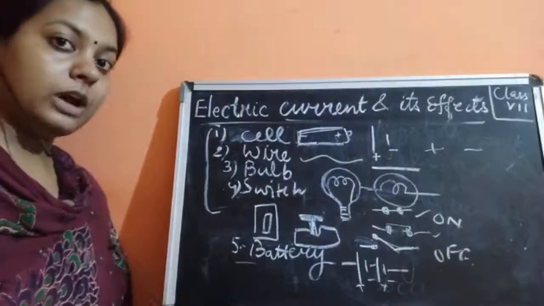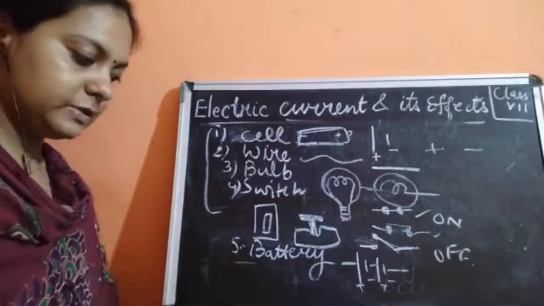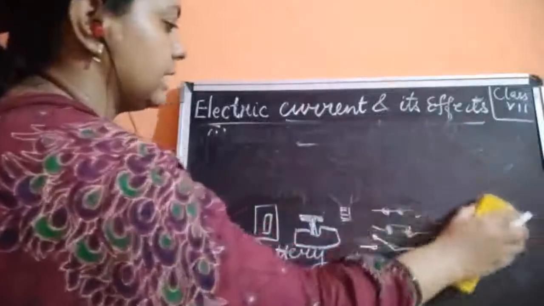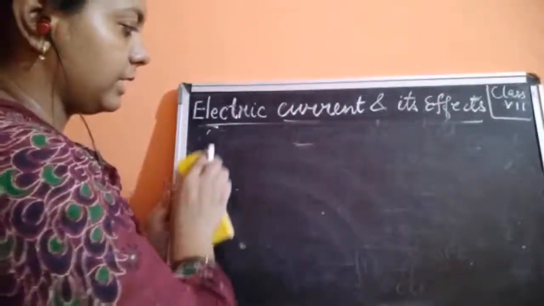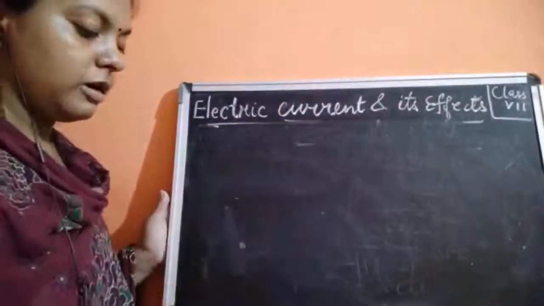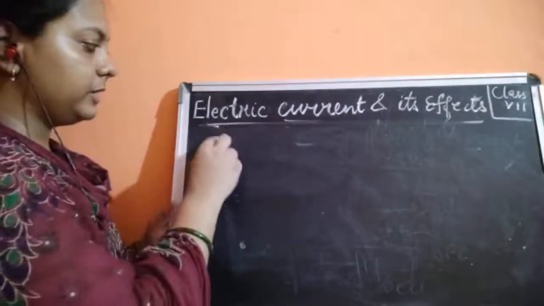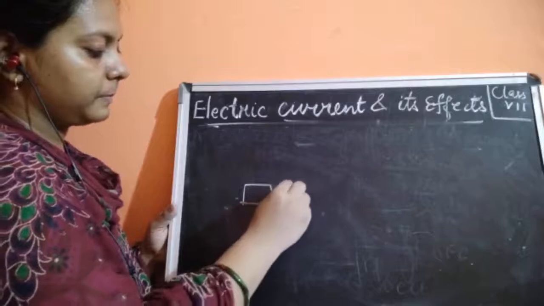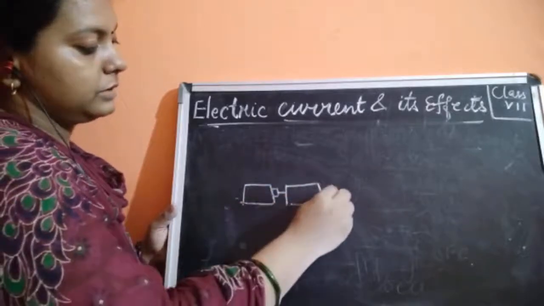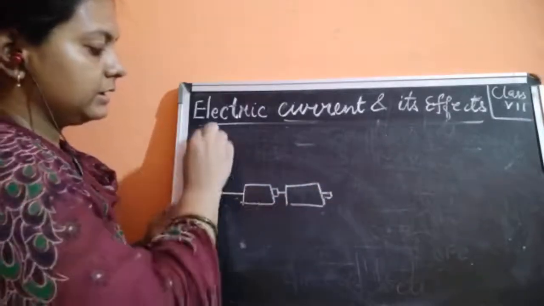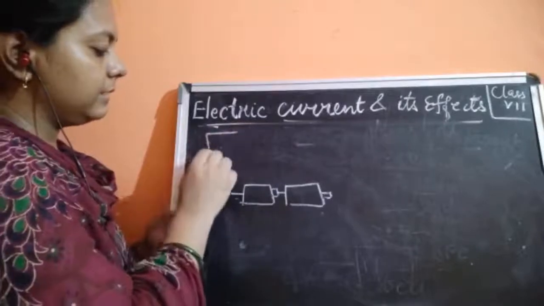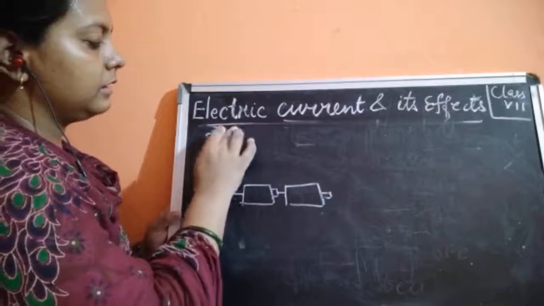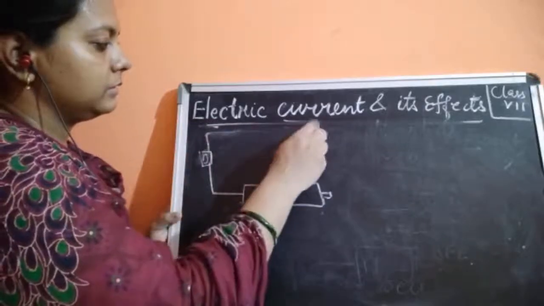Now I will draw two types of circuit diagrams, and you have to understand what diagrams we are drawing. On one side I'll use a longer method and the other one would be a shorter method. So these are the batteries. It is combined with a cell. I'll make a switch over here. Then a bulb.